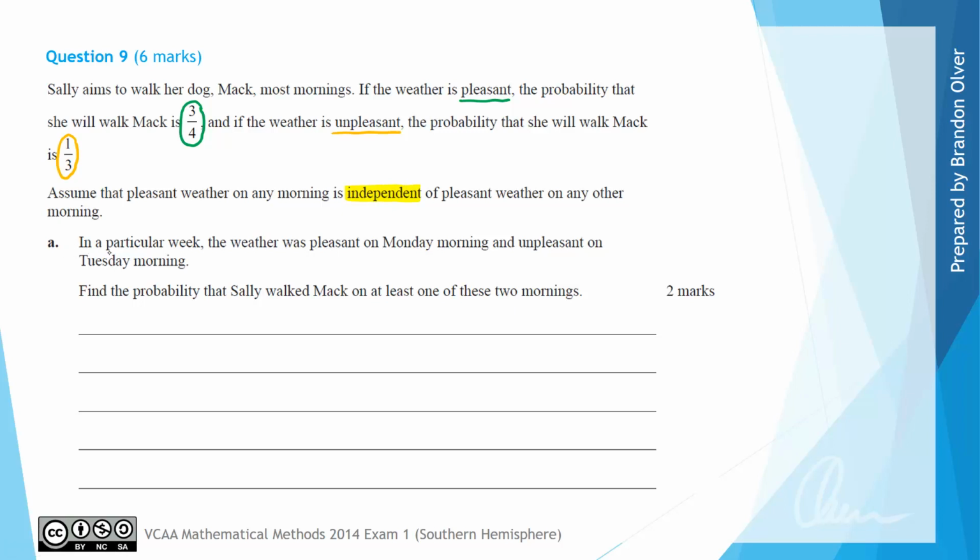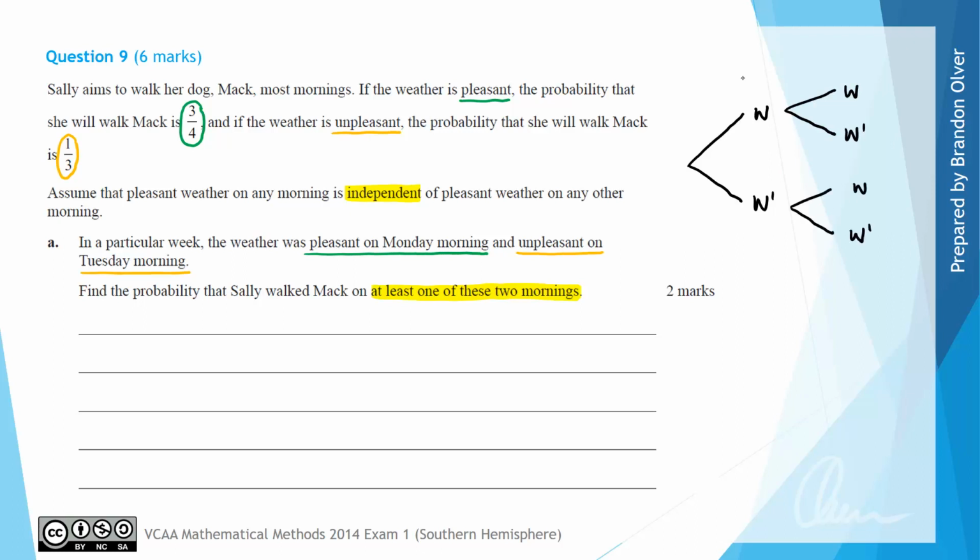For part A, we have in a particular week, the weather is pleasant on Monday morning, and it is unpleasant on Tuesday morning. We are asked to find the probability that Sally walked Mac on at least one of these two mornings. It might help to have a tree diagram set up, where these are the outcomes on Monday, where she could have walked Mac or not walked Mac, and these are the outcomes on Tuesday, where she could walk or not walk Mac. So this was Monday and it was pleasant, and this is Tuesday when it was not pleasant.